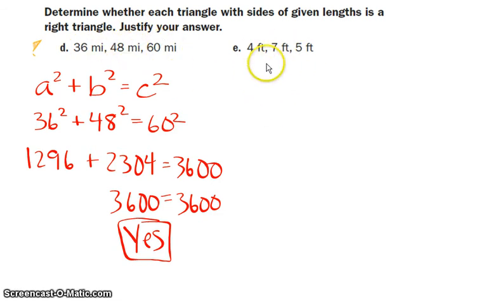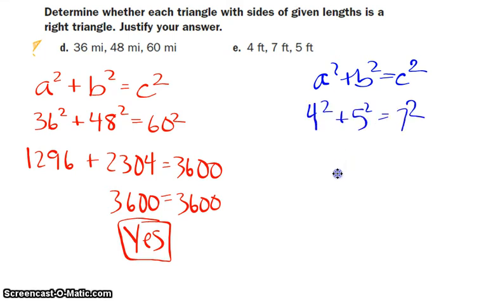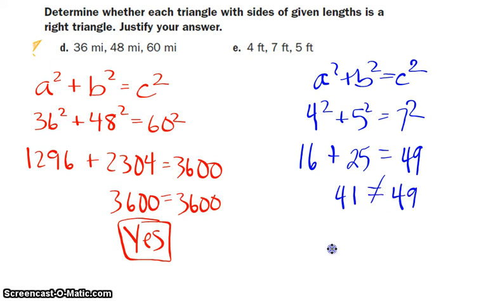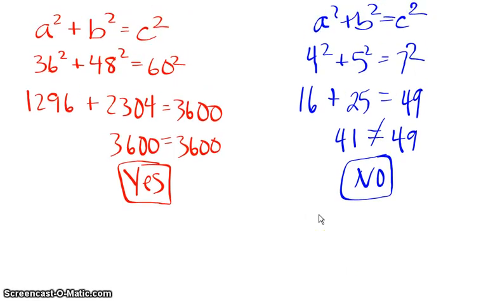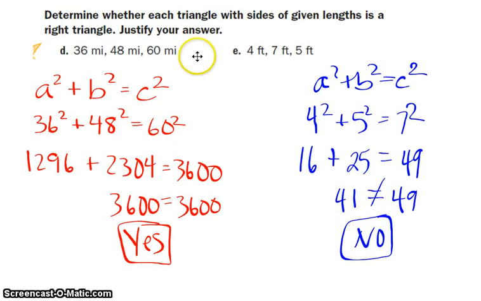Now if you look at this side right here, they give us 4 feet, 7 feet, and 5 feet. So again, start with your Pythagorean Theorem. A and B, it doesn't matter, but C has to be 7 because it is your largest length. Okay? We do our squares. We get 16 plus 25. If 16 plus 25 equals 49, it's a right triangle. If it doesn't, it's not a right triangle. So 16 plus 25 is 41. 41 does not equal 49, so no, it's not a right triangle. Okay? And that's what the converse of the Pythagorean Theorem does. It allows us to work backwards to see, do we have a right triangle?